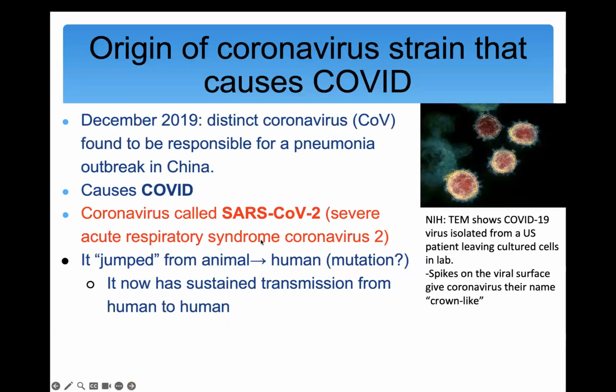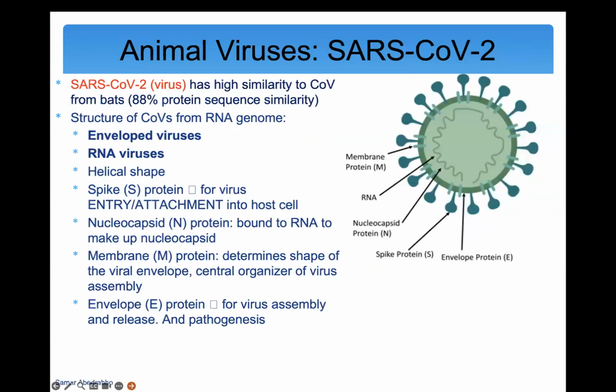Okay, and then just a little bit about the origin of coronavirus. It was discovered in 2019, and we were seeing people to have pneumonia-like symptoms in China. We now know that it causes COVID, and I want everyone to leave class knowing that it's a specific coronavirus strain that causes COVID because there's many other strains, and we've had the other strains before. A lot of common colds are caused by other strains. The strain that causes COVID again is called SARS-CoV-2, severe acute respiratory syndrome coronavirus 2, and it jumped from animal to human because of mutations that happened. When we look at the virus structure of SARS-CoV-2, it is an RNA virus.